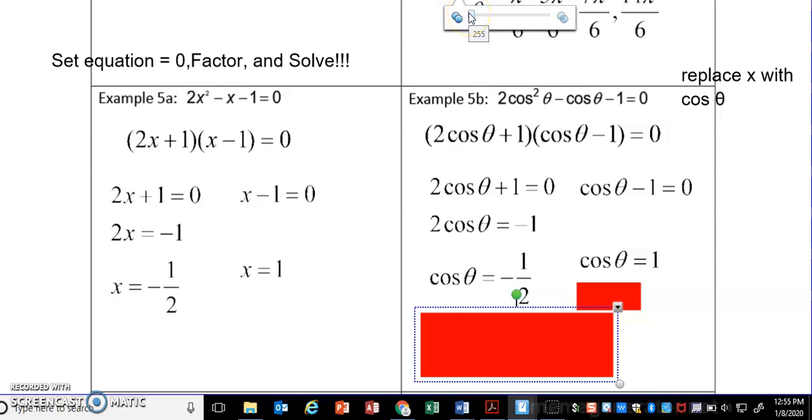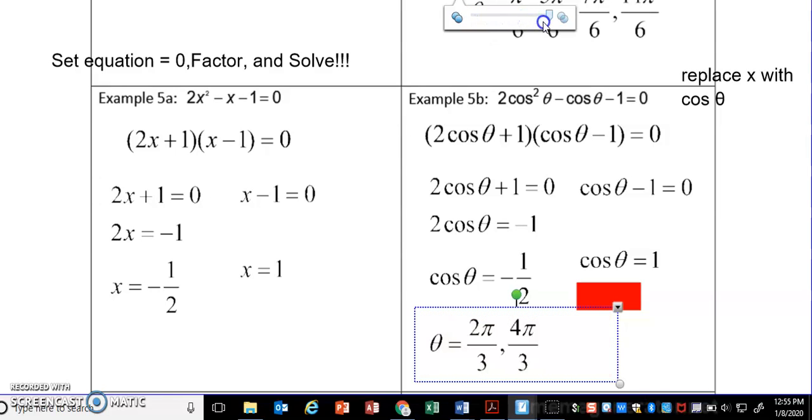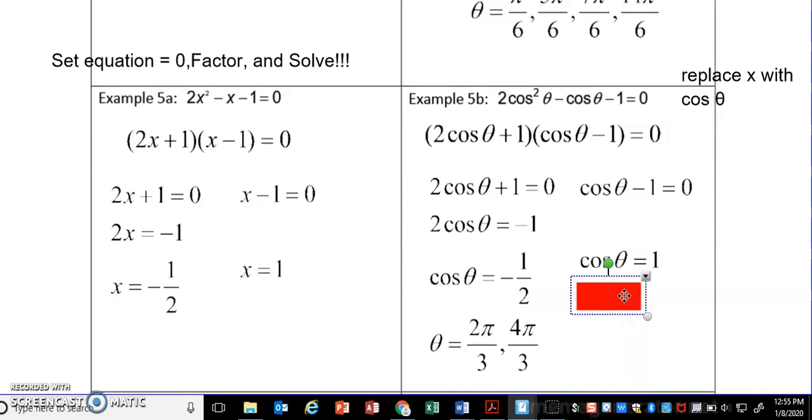What angles gives us a cosine of negative 1/2? So those two are going to be 2 pi over 3 and 4 pi over 3. And what angle gives us a cosine of 1? That is just going to be 0. Alrighty. So pause the video right now, try example 6 on your own, and then we'll check our work.